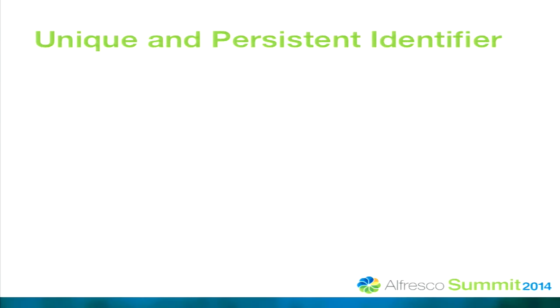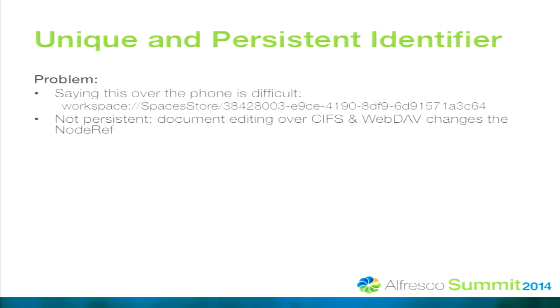Finally, this unique and persistent identifier. First, I'm going to talk about why we needed this identifier. Very early on, we noticed that one of the problems is if you want to communicate to someone a particular document or located document, this string is not human usable. You can't read this out. You can't tell it over the phone. But even more problematic is that it's not persistent.